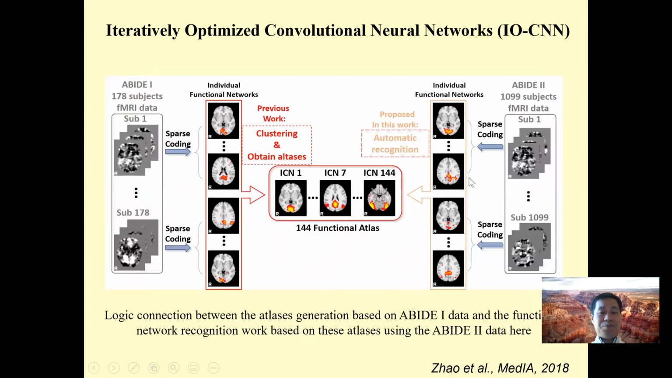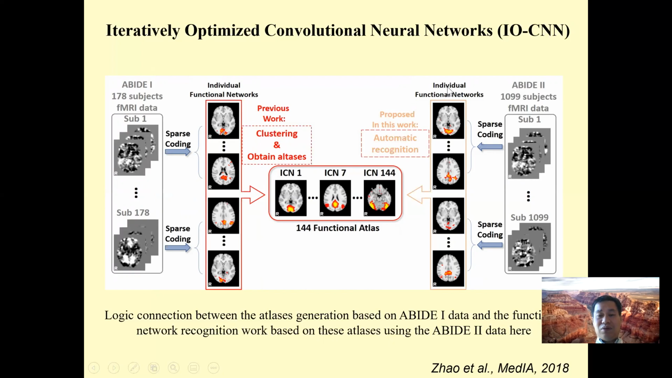Let's see how we're going to do that. So we start with the ABIDE-1 brain fMRI data set. We have 178 subjects decomposed through sparse coding, and we can get the individual functional networks. So we can cluster them into 144 brain atlas groups as the average. You can consider that as a group average. And then we have the ABIDE-2 fMRI data set with 1099 subjects. Then we can do similar sparse coding and decomposition.